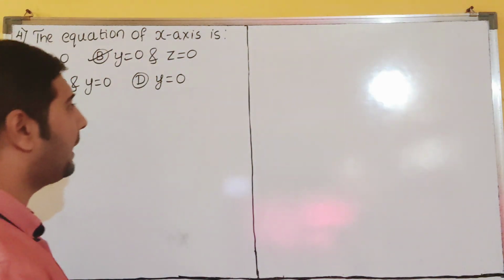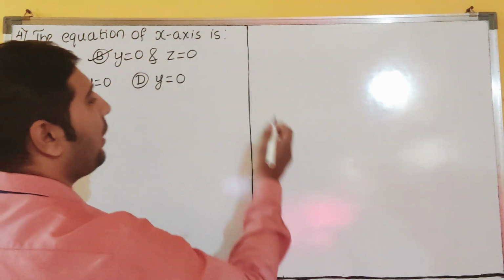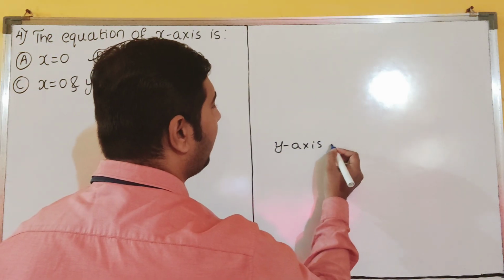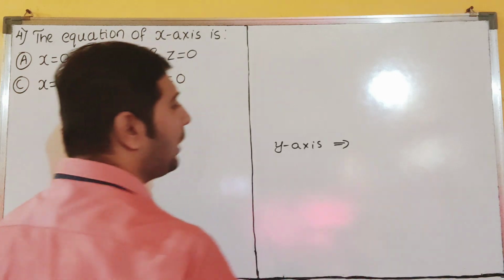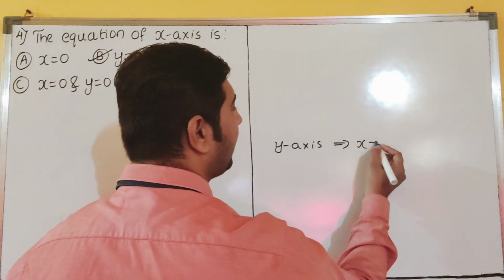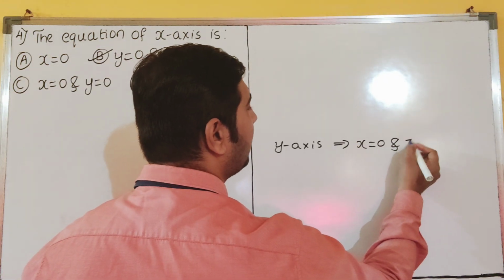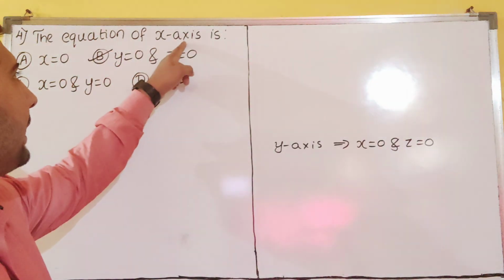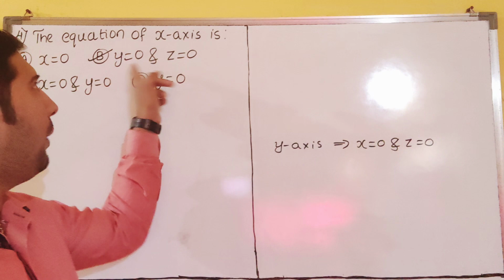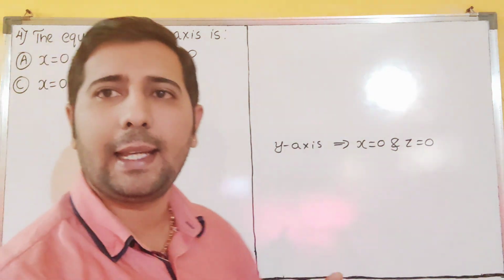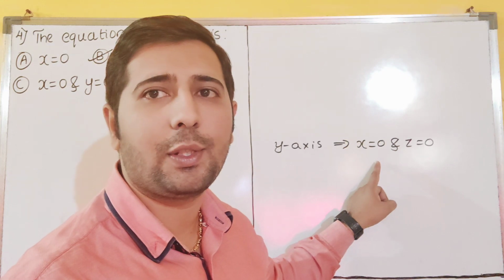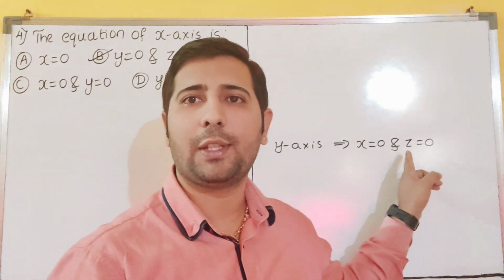Similarly, they may ask like this also. The equation of y-axis. Y-axis means what? Leaving y, the other values will be 0. That means x is equal to 0 and z is equal to 0, dear students. Will you agree? Similarly, x-axis means leaving x, y and z are 0, no? These are the equations. Here y-axis means x is equal to 0 and z is equal to 0, dear students.